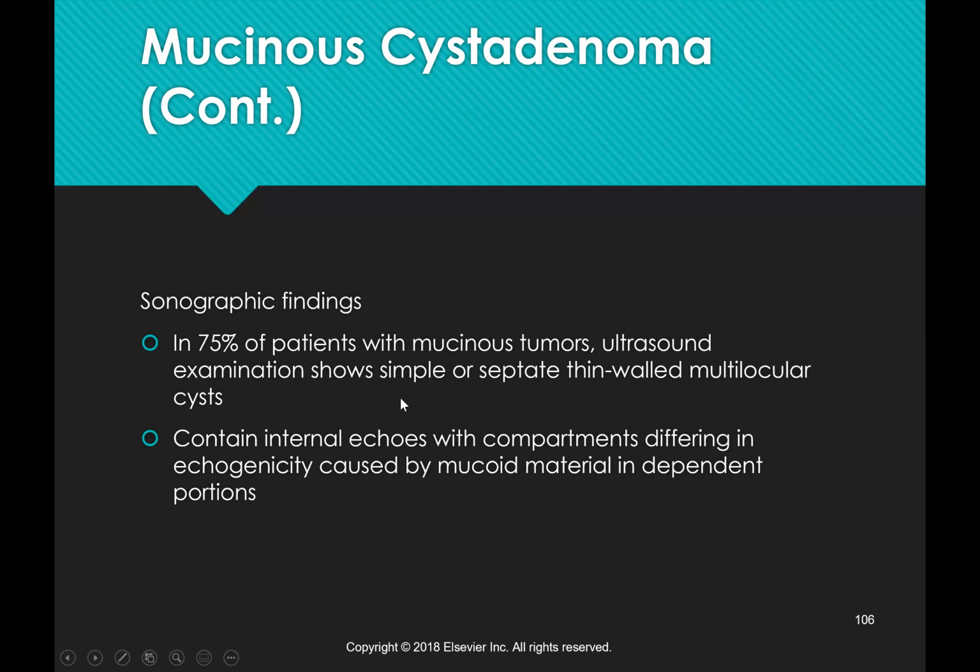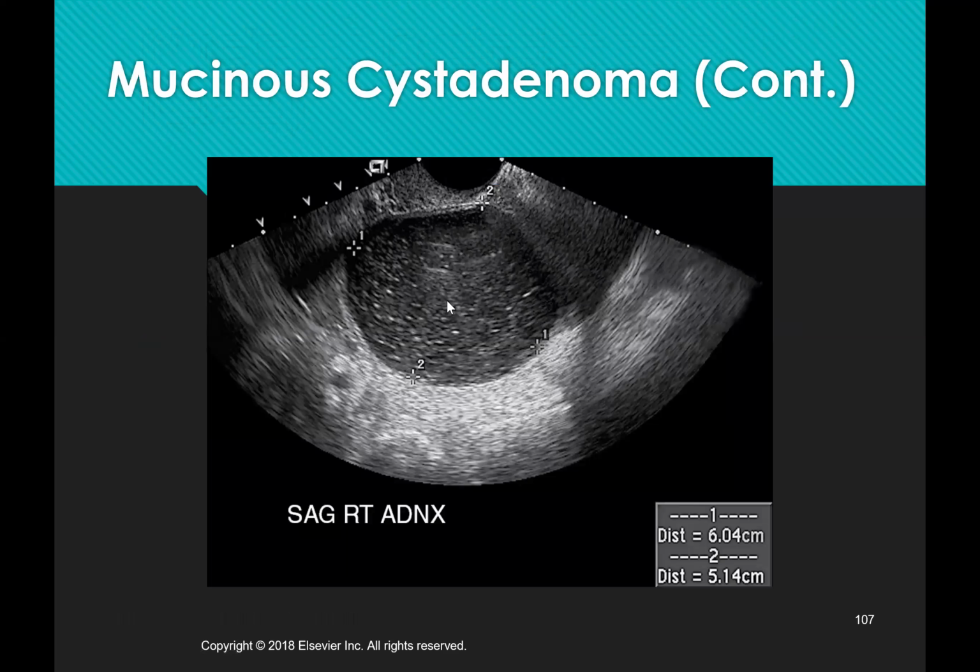In 75% of the patients with mucinous tumors, ultrasound examination shows simple septate, thin-walled multilocular cysts. I want you to know that. Sometimes they contain internal echoes. And this is what one of them looks like. Again, there's no way for us to diagnose exactly what these are, but it is nice to know what it could potentially be.